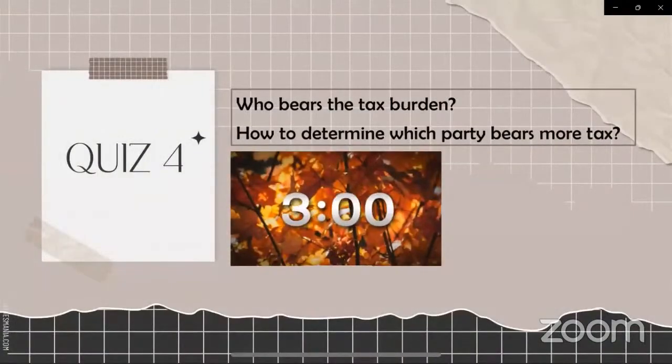Yay, it's quiz time again. For the fourth quiz, the question is, who bears the tax burden? How do we determine which party bears more of the tax? Still the same, guys, you have 3 minutes to answer it. It starts from 3, 2, 1.